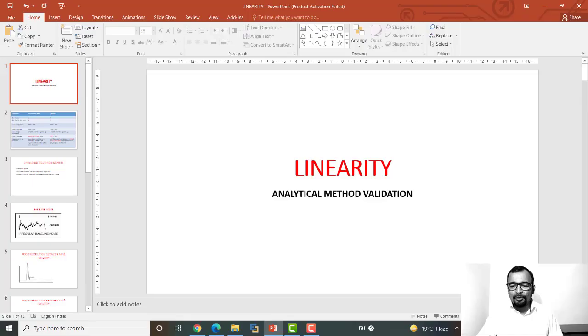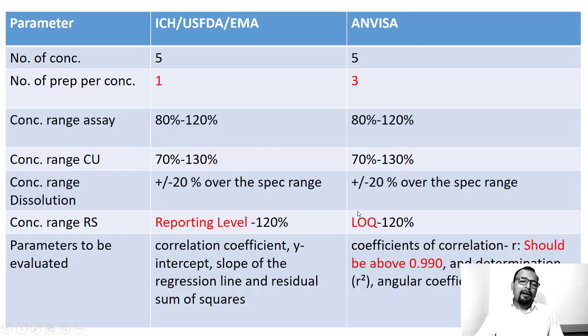Here we go with the presentation. This is the comparison of the linearity study design during analytical method validation. In the first column, you will see parameters like number of concentrations and number of preparations per concentration. In the second column, you will see the requirements under ICH, EMA, and USFDA; these three guidelines have the same requirement, but there is a different requirement as per ANVISA Brazil, which is the last column.